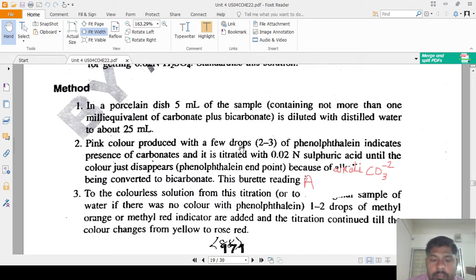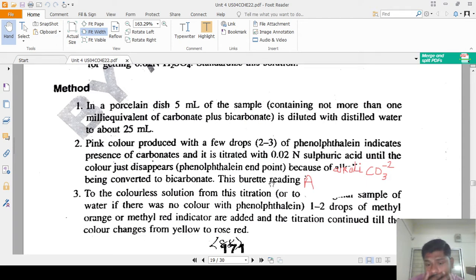Pink color is produced here with a few drops of phenolphthalein indicator. That means in an evaporating dish, when you take the 5 ml water sample and dilute it to 25 ml with distilled water, if you add 2 to 3 drops of phenolphthalein, the color of the water sample becomes pink because of the presence of carbonate and bicarbonate. Then titrate the solution with 0.02 normal sulfuric acid until the color just disappears, because the alkali carbonate CO3 2- is being converted to bicarbonate. This is called burette reading A.